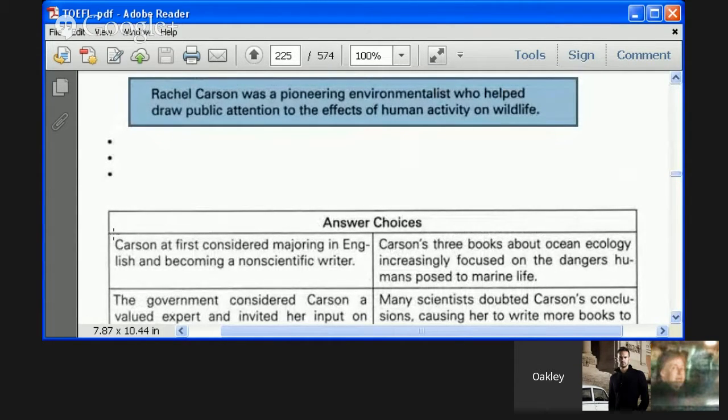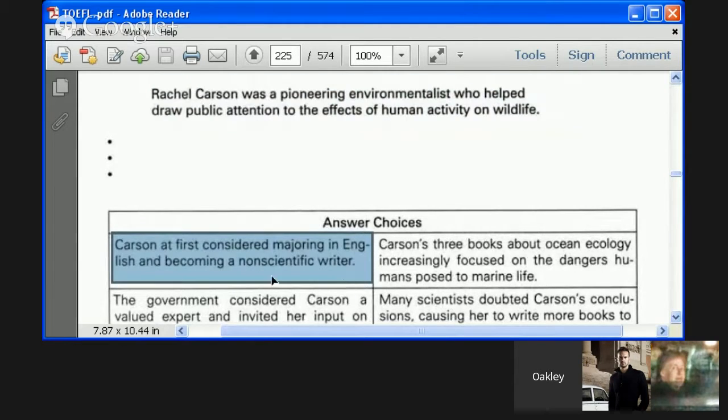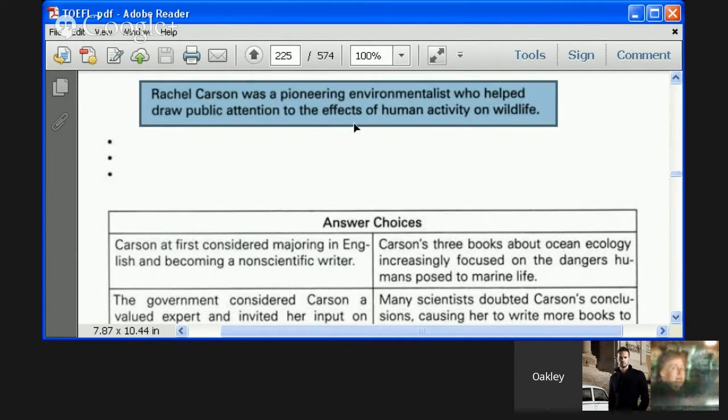Okay, Giovanni, let's take the first one here. Carson at first considered majoring in English and becoming a non-scientific writer. Does that match this concept? She was an environmentalist who drew attention.